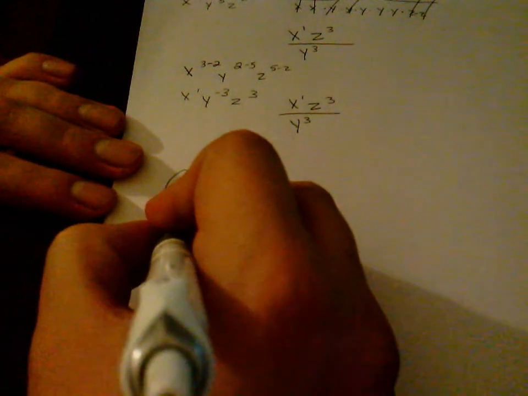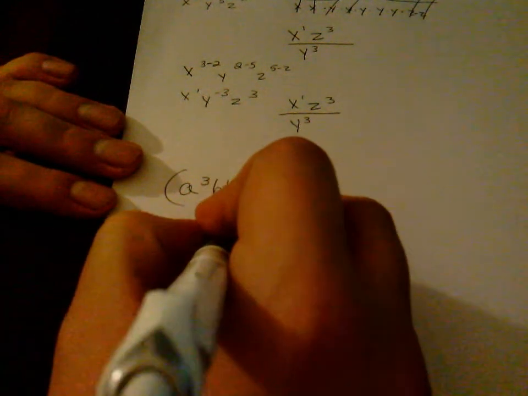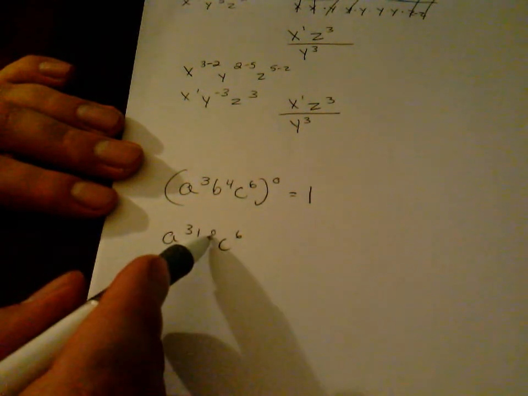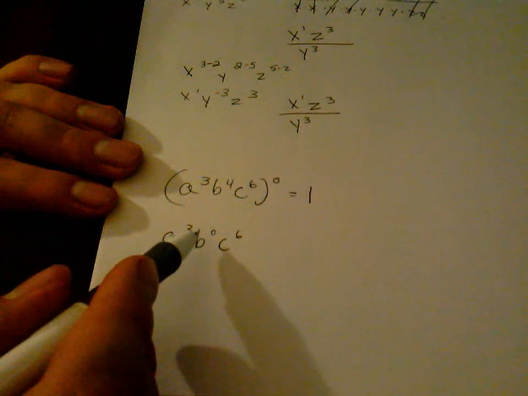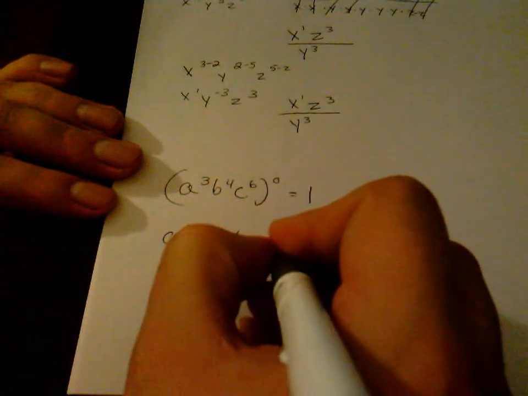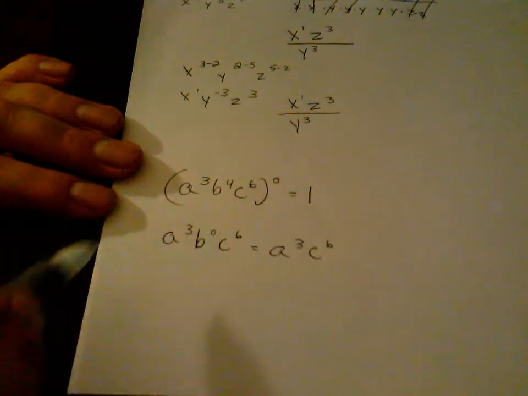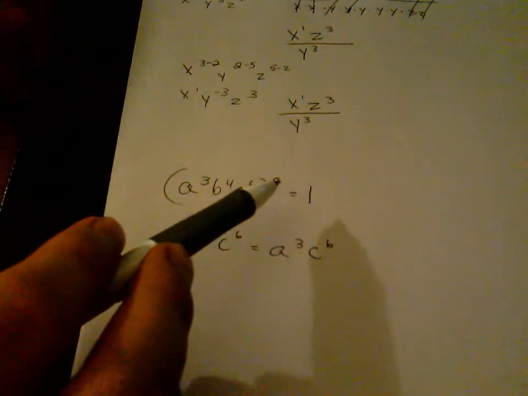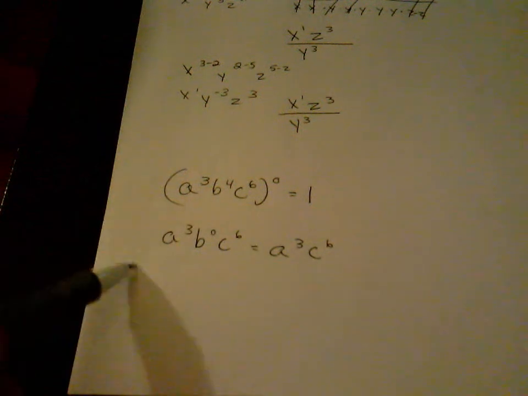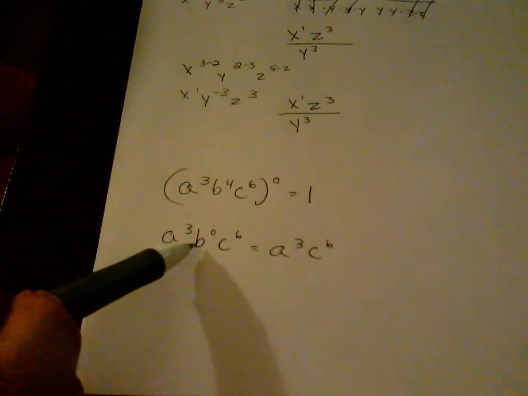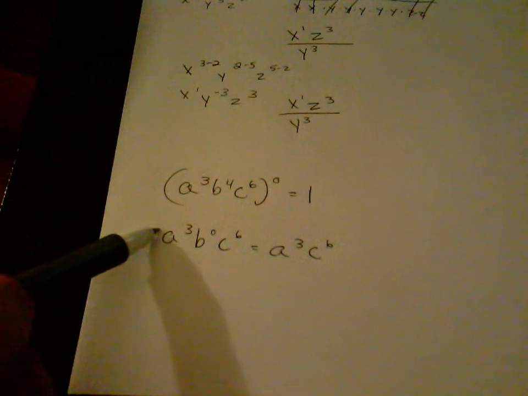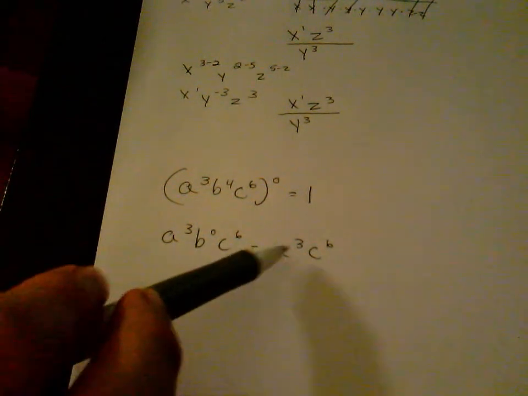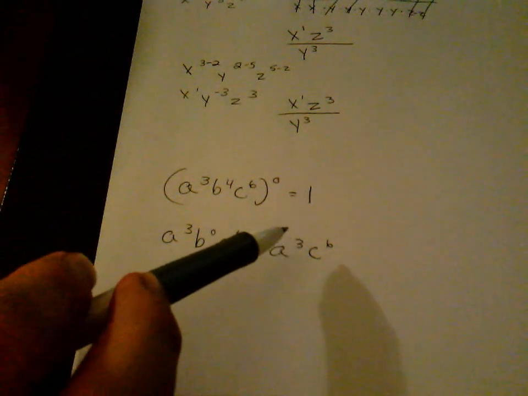If I had A cubed, B to the 0 power, C to the sixth, all that would happen is that the B would disappear, since B is the only one being raised to the 0 power, so this would just end up being A cubed, C to the sixth. But since this whole thing's being raised to the 0 power, that whole thing equals 1. Technically this B would turn into a 1, and anything times 1 is itself, so it'd be A cubed times 1 times C to the sixth, or just A cubed C to the sixth. That's the whole idea.